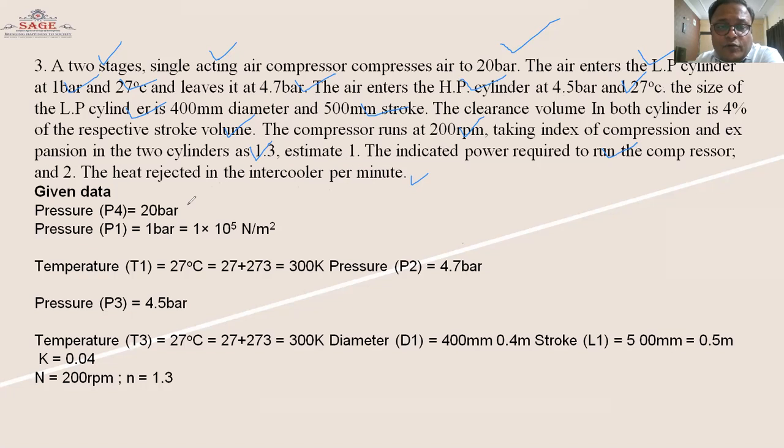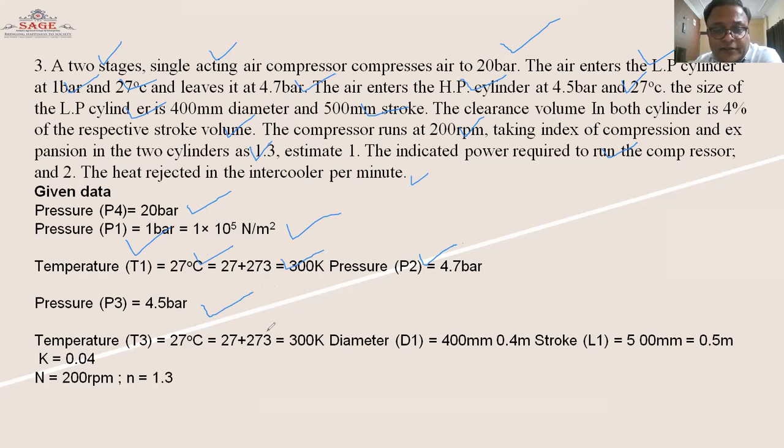So pressure P4, because after the compression the pressure rises in the two stage compressor, is 20 bar, and the pressure P1 is given as 1 bar, 1 into 10 power 5 Newton per meter square. T1 temperature 27 degree centigrade, that is 27 plus 273, 300 Kelvin. Pressure P2 is equal to 4.7 bar, it is given in the question. Pressure P3 is also given in the question, 4.5 bar. It shows that pressure will be lost in the intercooler.